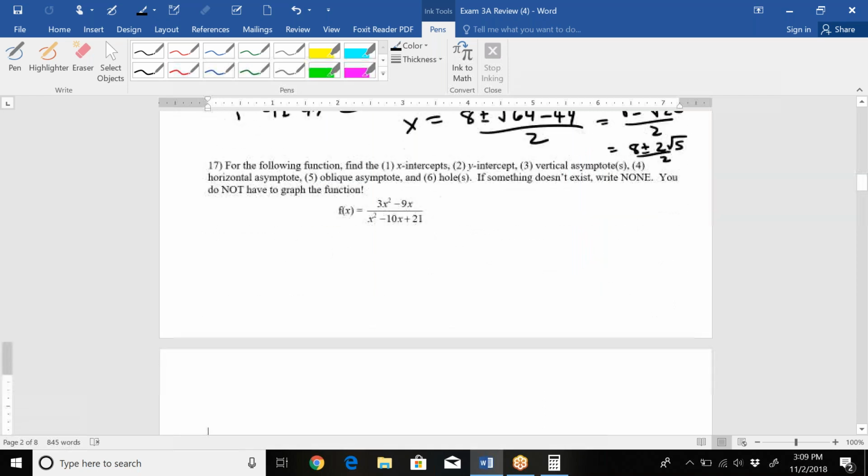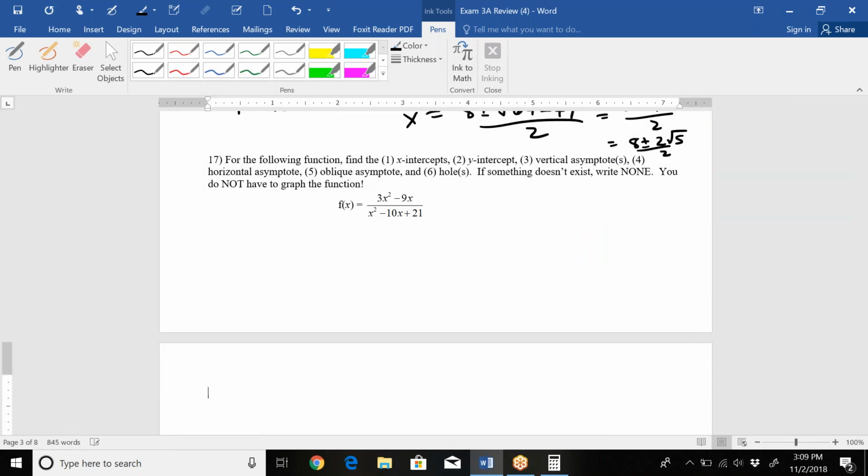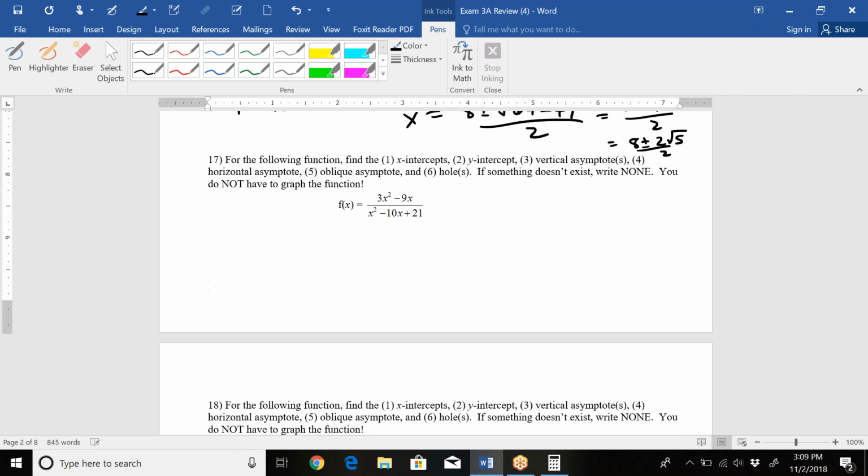Okay, so that brings us to number 17. For this problem, all we're supposed to do is list all the information we can find about this rational function. So the way I usually start that off is I try to factor everything first, then we come up with our information that we need, okay? So if we look at the top, we can pull out a 3x on top. And that would leave me with an x minus 3. On the bottom, we can factor that into x minus 3 and x minus 7. That is going to reduce out and leave me with just 3x over x minus 7.